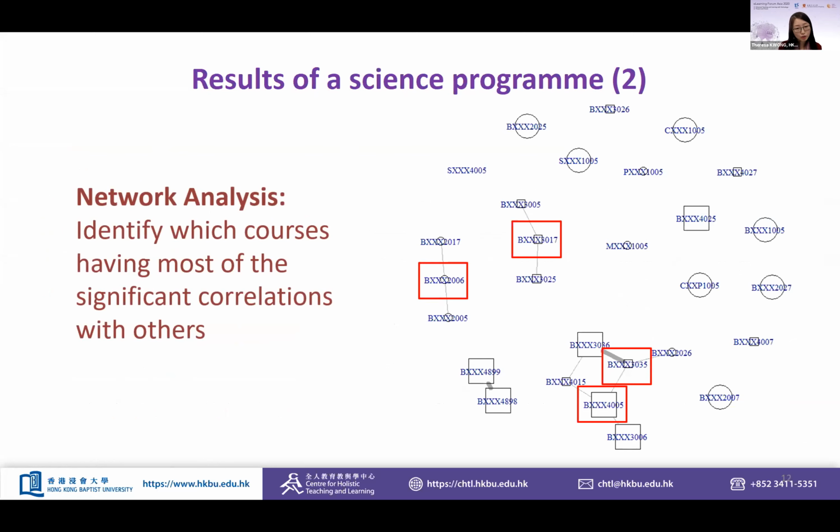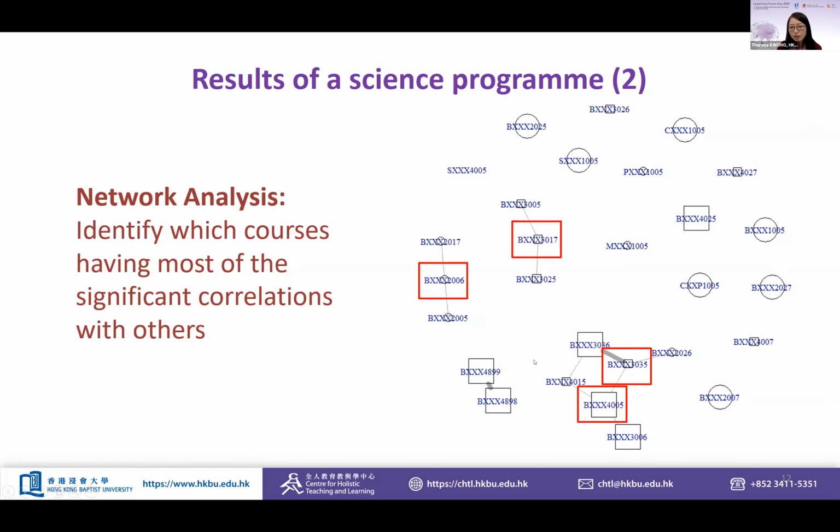We put it as a network analysis, to identify which courses have the most significant correlations with others. That is, the first year, second semester, and second year, second semester courses have more predicting power towards the final GPA. And that's the reason why, in this network diagram, you will see the red boxes, the red frames, which are some of the courses that we identified as core to the program.